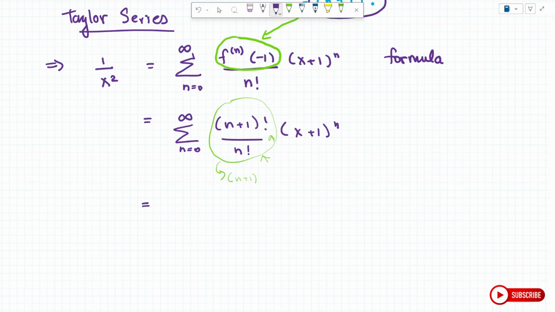So let's look at what we get at the end. So lastly, we have our infinite sum from n equals 0 to infinity. And then we're just left with (n+1) times (x+1) to the n, because our factorial terms essentially canceled out, and we're just left with that last term of n+1. And there you go. You've successfully derived the Taylor series of 1 over x squared.